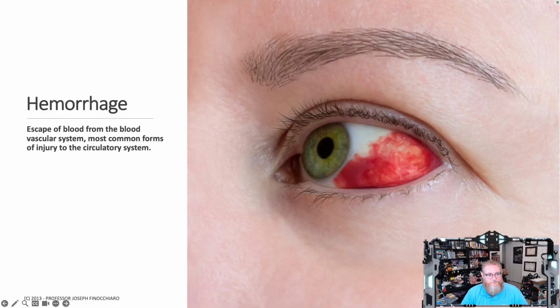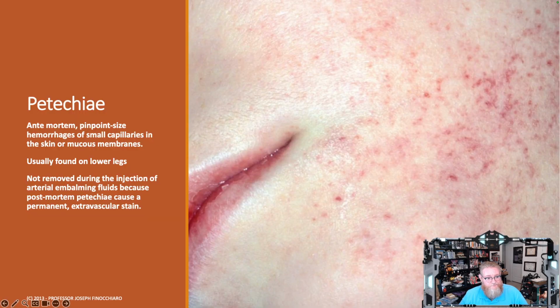Hemorrhage is the escape of blood from the blood vascular system, the most common form of injury to the circulatory system. First up are petechiae. These are antemortem, pinpoint-sized hemorrhages of small capillaries in the skin or mucous membranes. These are usually found on the lower legs. These are not removed during injection of arterial embalming fluids because postmortem petechiae cause a permanent extravascular stain.